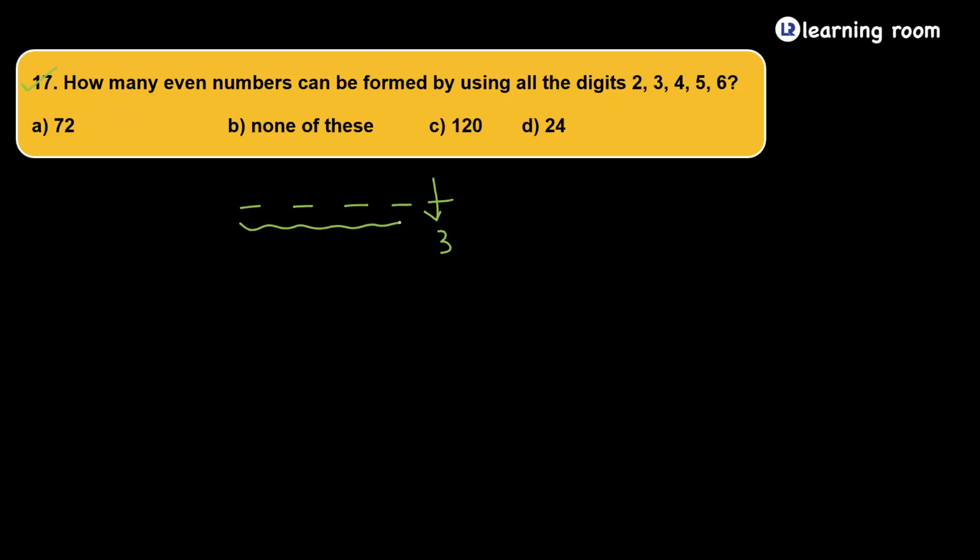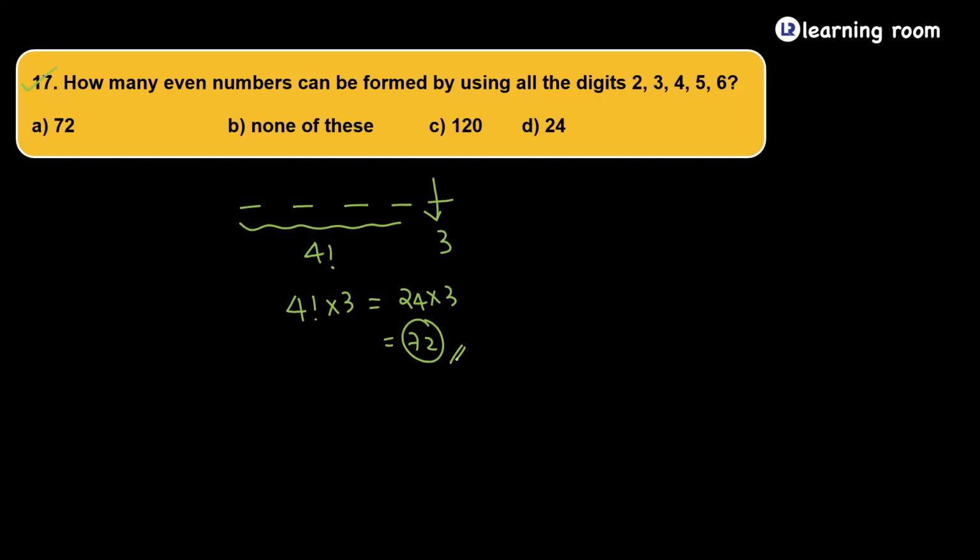Okay, let's take it without repetition. If it is without repetition, then you can fill it in 4 factorial ways. So the answer is going to be 4 factorial into 3, which is 24 into 3, which is 72. Because they use the words all the digits. See, actually there is an ambiguity.